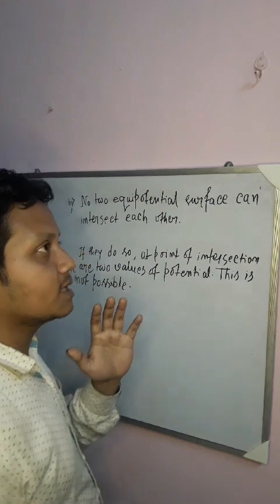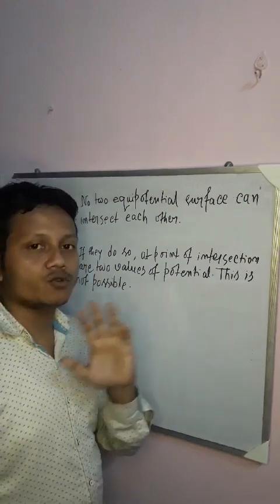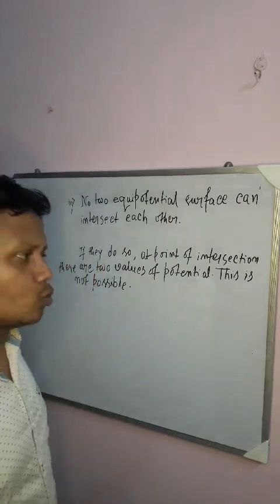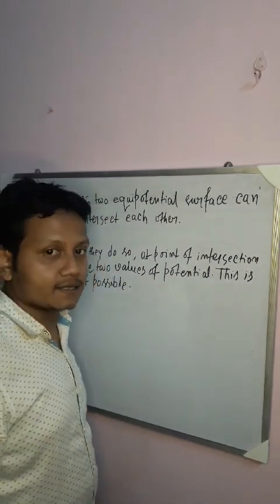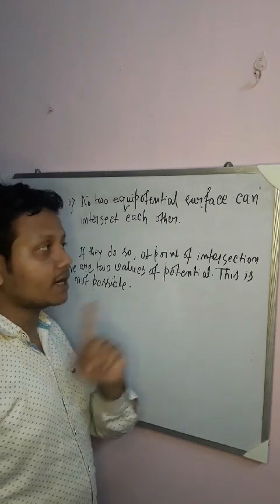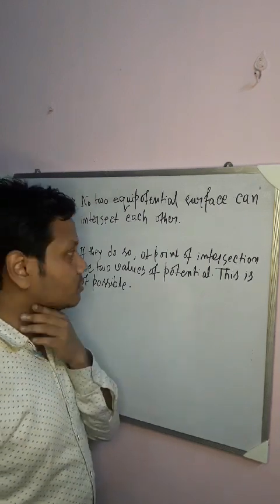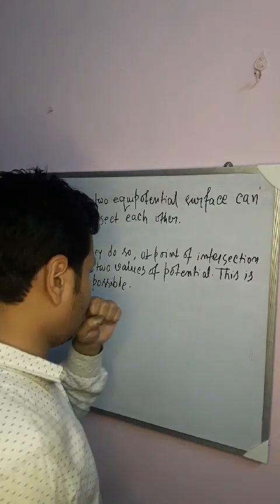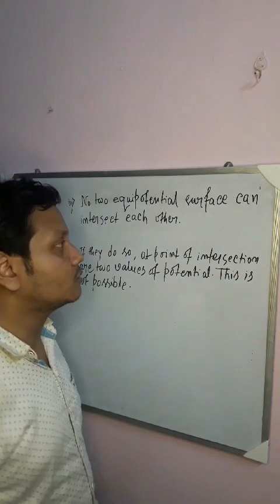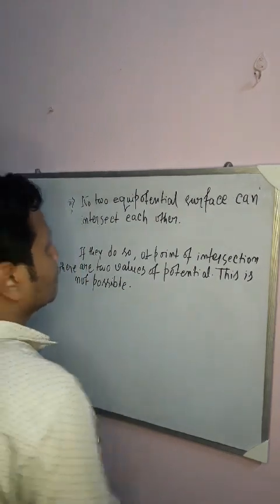Okay, that is the work done in taking an object from one point to another point in an equipotential surface is 0. No two equipotential surface can intersect each other. So if they do so, there are two values of potential at the point of intersection. This is not possible. And we have also seen that electric field is always perpendicular to the equipotential surface.